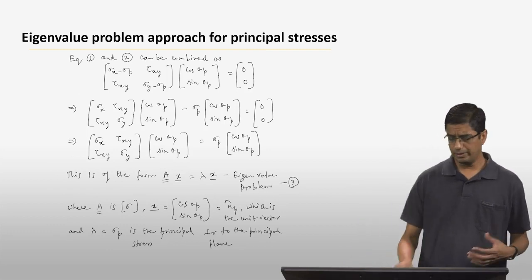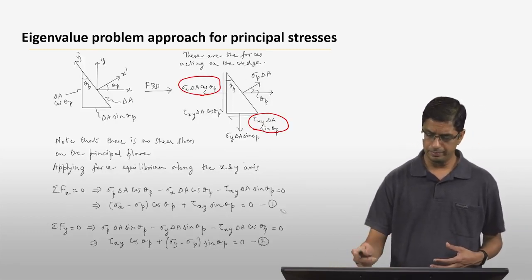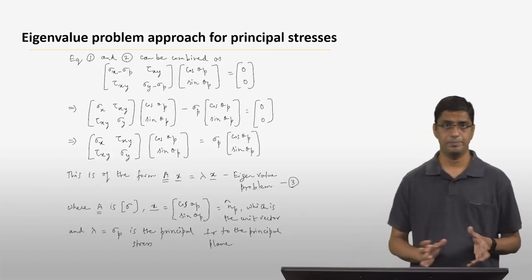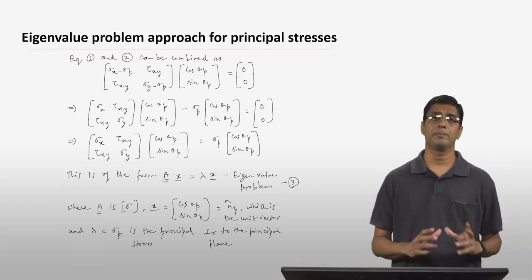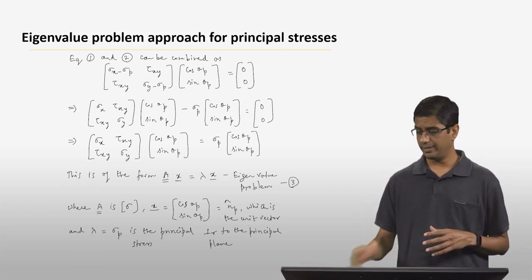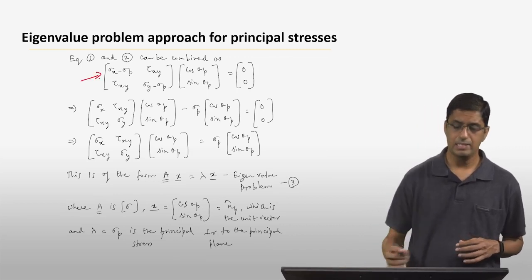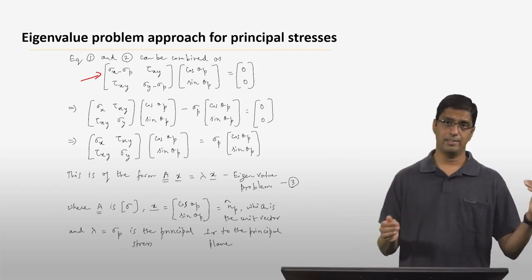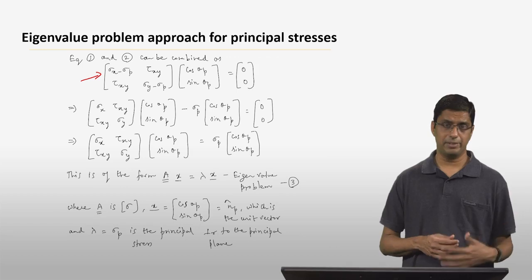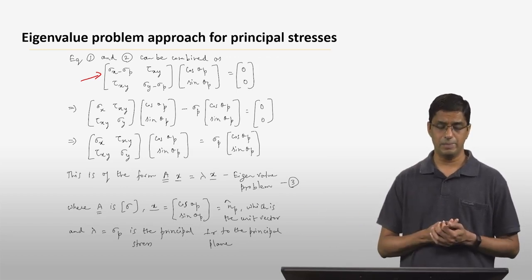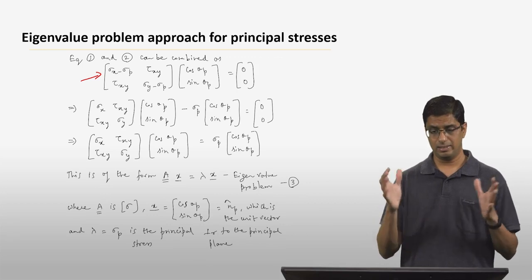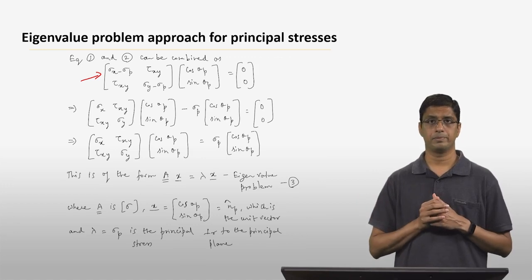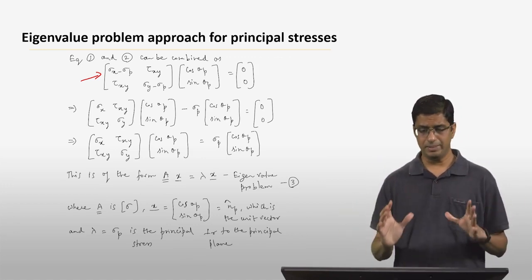So now these equations 1 and 2 that I have written here, you can actually take those equations and combine them, and write them in a matrix form such that the matrix on the left looks like this. The first term is sigma x minus sigma p. The second term on the first row is tau xy. The first term on the second row is tau xy, and then the other diagonal term is sigma y minus sigma p. That multiplied by this vector cos theta p, sin theta p is equal to 0. If you take those two equations and combine them, that is what you get.